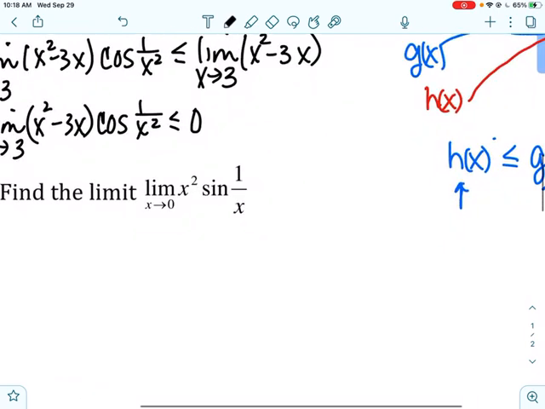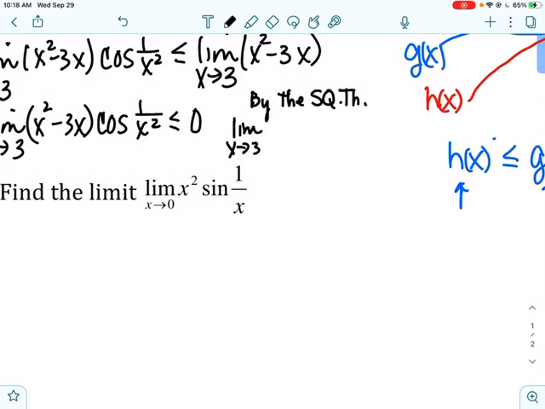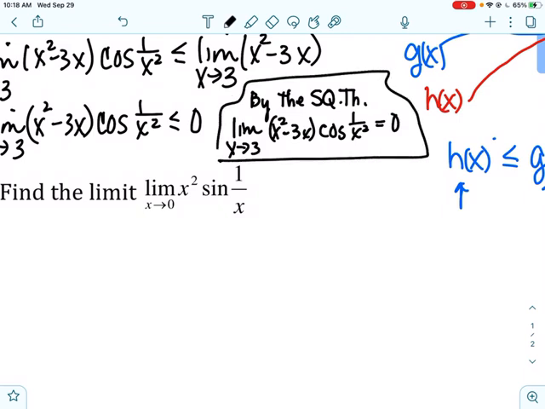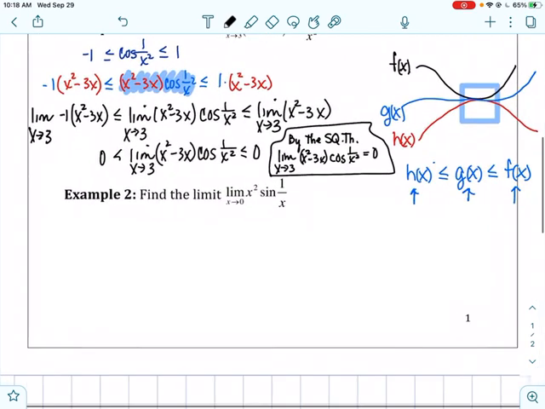So by the squeezing theorem, abbreviated SQ, the limit as x approaches 3 of x squared minus 3x times cosine of 1 over x squared is equal to 0. Because what you've done is you've squeezed the expression in between two values that are equal to 0, so the limit must be equal to 0 if it's in between 0 and 0.